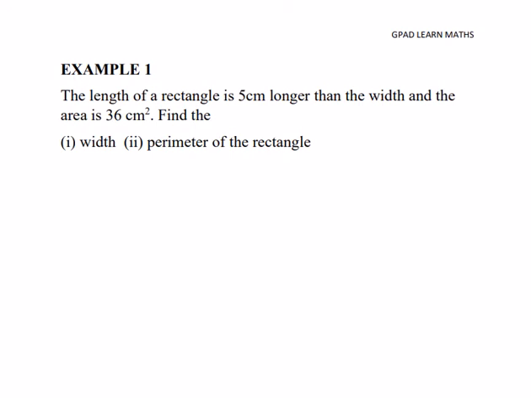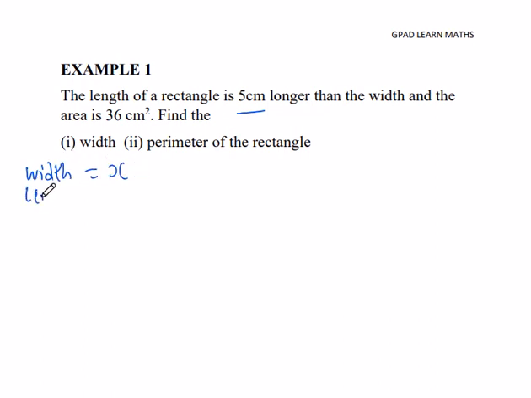All right, this is the first question we'll be looking at on rectangles. The question reads, the length of a rectangle is 5 centimeters longer than the width and the area is 36 centimeters square. Find the width and find the perimeter of the rectangle. All right, be very careful how you approach questions like this. We were told that the length is 5 centimeters longer than the width, but we were not given the width. So I'll just start from there.